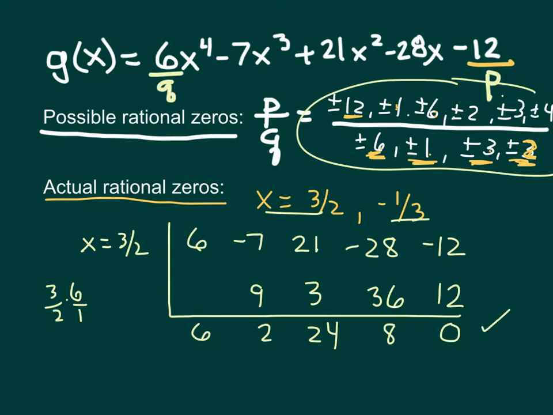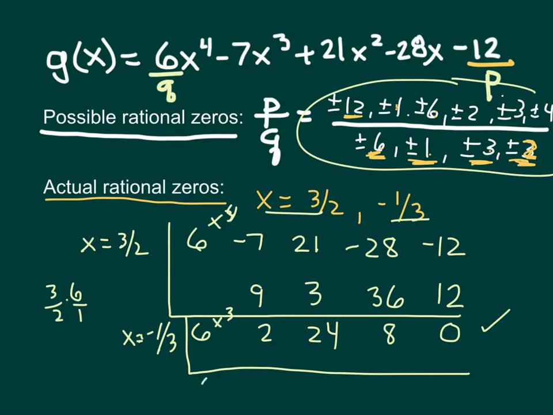So now I went from an x to the fourth down to an x cubed. With an x cubed, I still don't have a quadratic equation for cubics. It doesn't work. So I'm going to divide out again, this time with x equal -1/3. It's like factoring a number and then taking another number out of it and then another number out of it. We only work with what's left over.